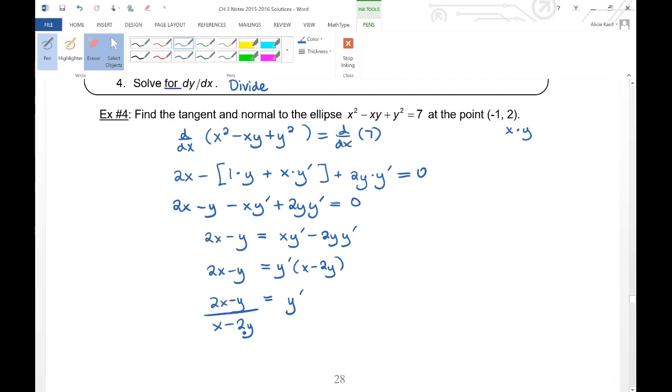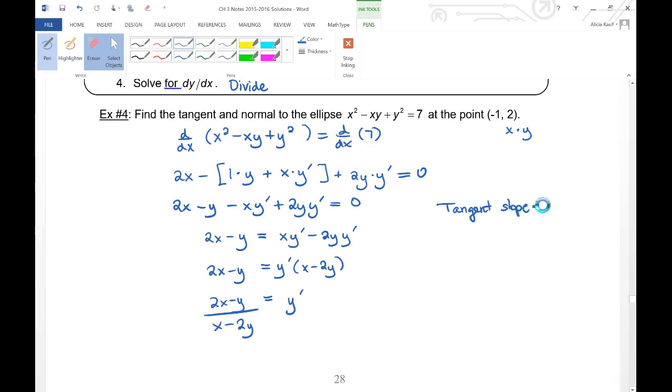Okay, we want to find the tangent and the normal at the point negative 1, 2. Tangent's slope is going to be just plugging in here, right? And the normal is just the negative reciprocal. So go ahead and do that. What's the tangent slope?